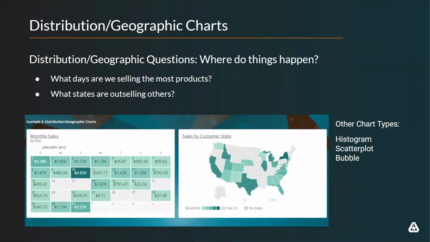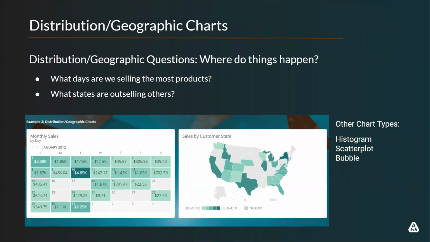The third type is distribution and geographic charts. So these are asking questions about where do things happen. So if you have, for example, regional sales or something, or maybe you have offices in different parts of the country, that would be a good example of a geographic chart. And the distribution chart is asking not always where in the literal sense, but maybe it's asking where things are happening in the month, like that left-hand chart that I'm showing.